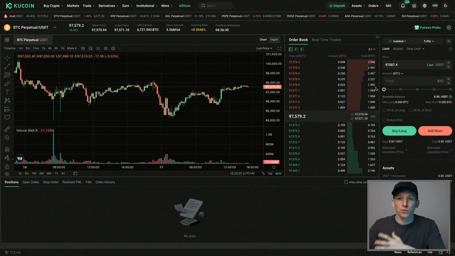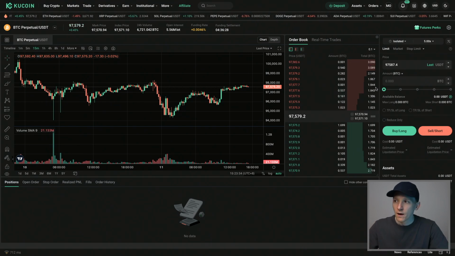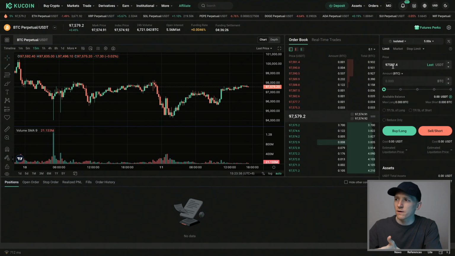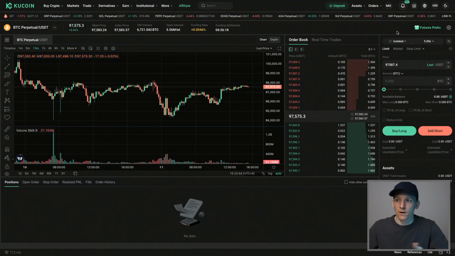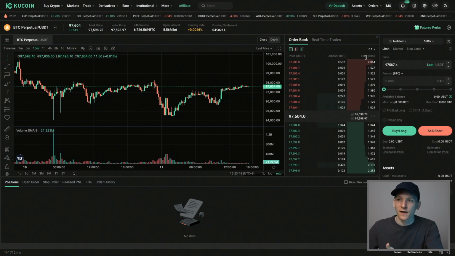This is usually for short-term trading or hedging. And KuCoin does give decent benefits for futures trading as well. You can see futures perks right here. They usually give like trading bonuses and stuff. I won't go over it now, but like I said, I'll leave the link below and you can see what's available at the time that you're watching the video. But this is essentially taking positions on the price.